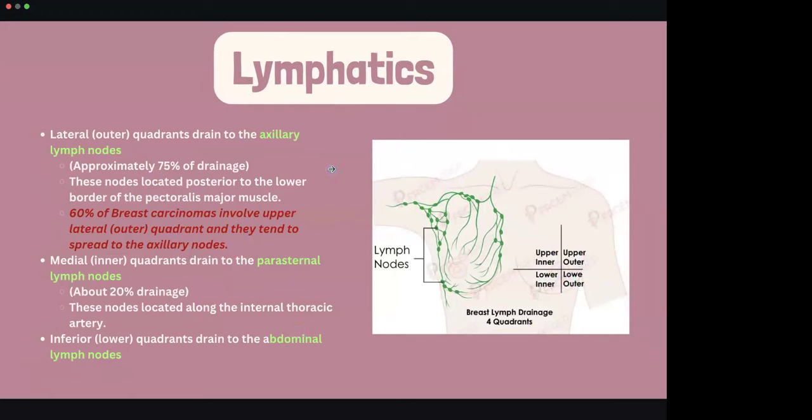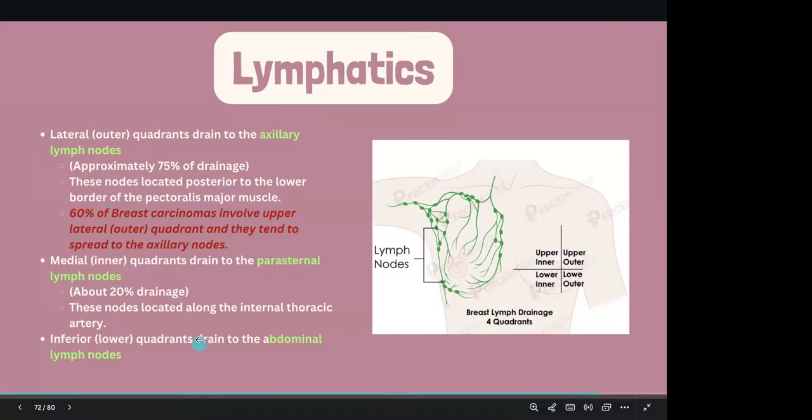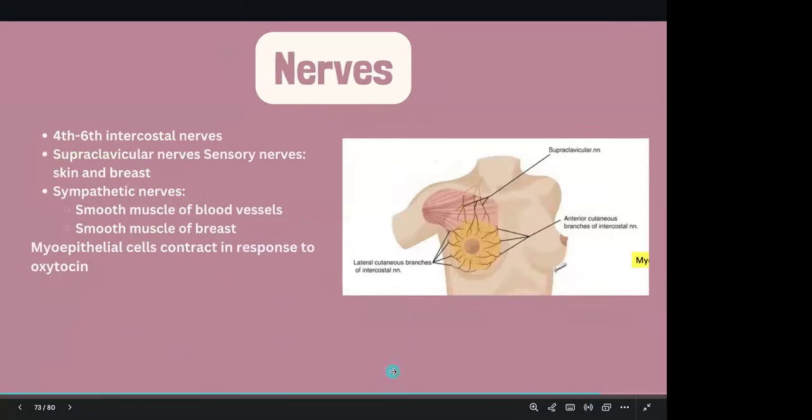Why? Because 60% of breast carcinomas involve this upper lateral or outer quadrant, and they tend to spread through these axillary lymph nodes. And these nodes are located posterior to the lower border of the pectoralis major muscle, which I don't think you need to know, but it's okay. Medial inner quadrants drain into the parasternal lymph nodes, and these lymph nodes are located along the internal thoracic artery. Finally, the inferior lower quadrants drain into the abdominal lymph nodes, and yeah, that's the drainage. So axillary, parasternal, and abdominal.